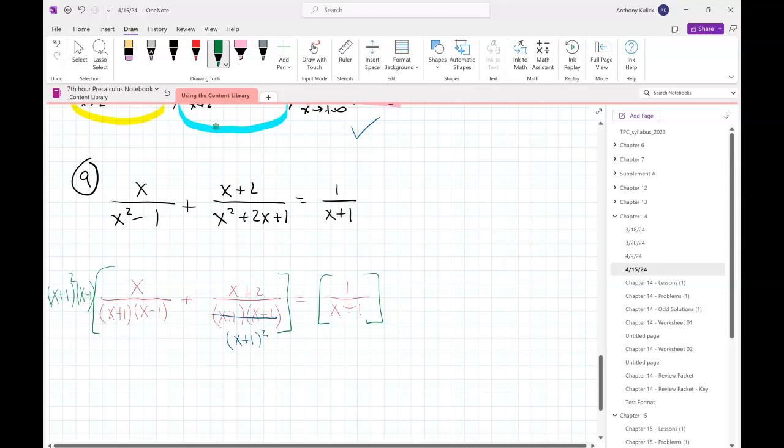What's the biggest number of x minus 1s in any denominator? 1. The first denominator is the only place x minus 1 occurs. Everybody's okay with how I got the least common multiple. Now that's going to distribute. And I guess I need to do that to both sides.